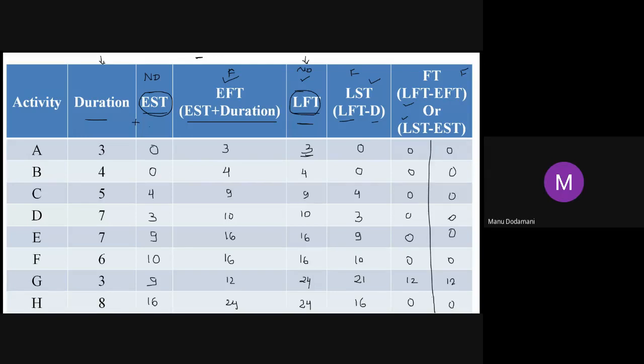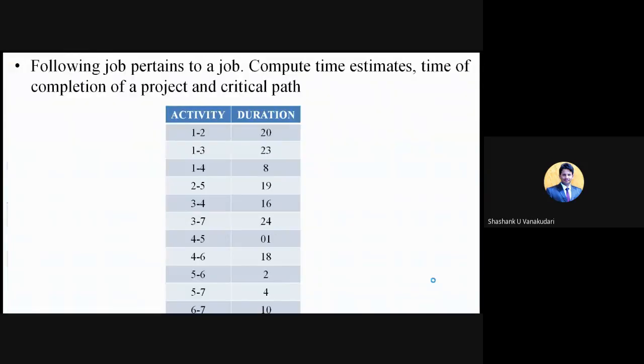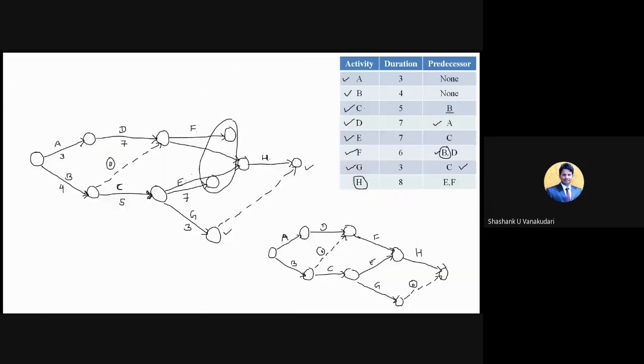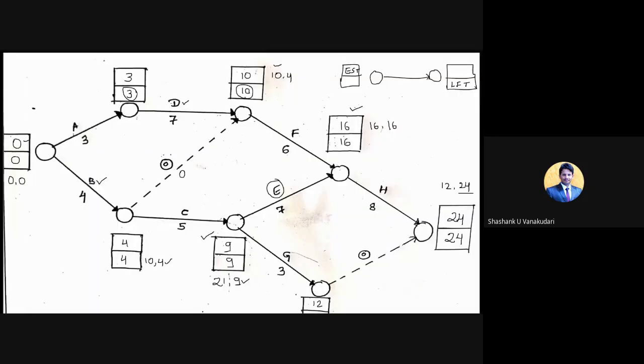Yes, sir. So just note down this problem and you need to solve this right now. The following activities pertain to a job, so compute the time estimates, time of completion of a project, and critical path. So one more thing we have skipped here, that is, in this you need to find out the critical path also, right? So in this problem, which are the different paths will come, just mention those things and then do the time estimates.